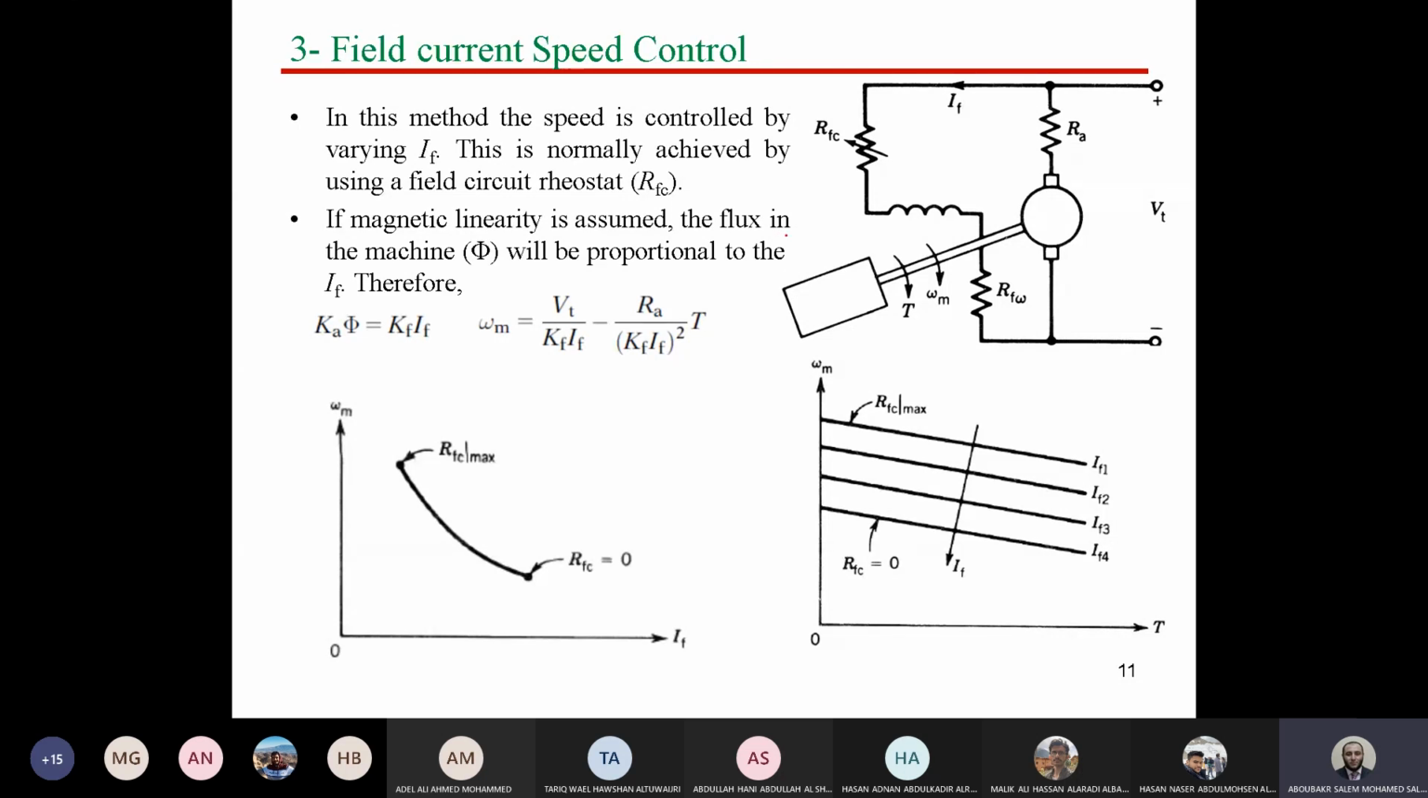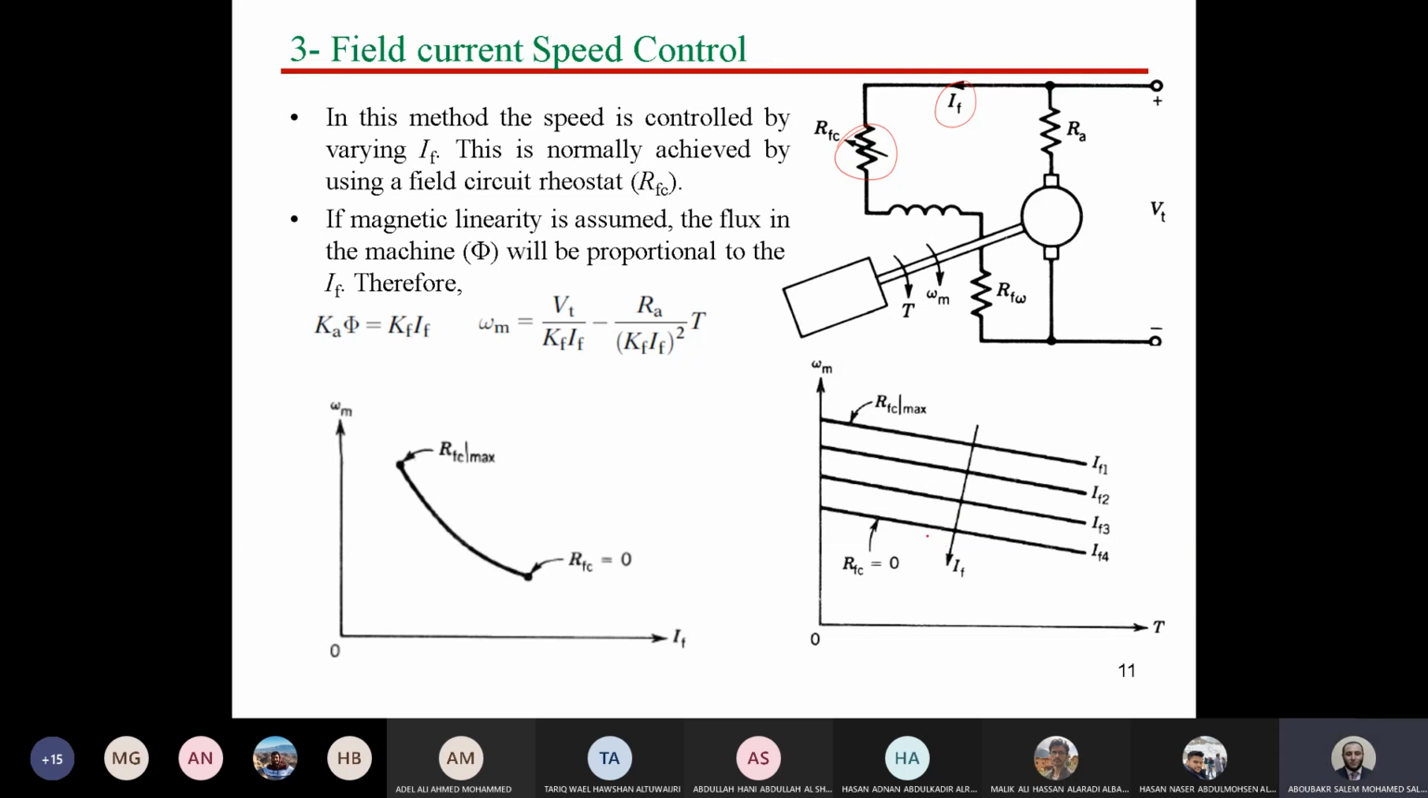In this method, speed is controlled by varying the value of IF. We have a field rheostat, okay? And we can change the value of RF in order to change the value of field current and flux. In this way, if you increase the value of the rheostat, this means the IF will be decreased and the speed will be increased. So as you can see here, this is the direction of decreasing IF, okay?